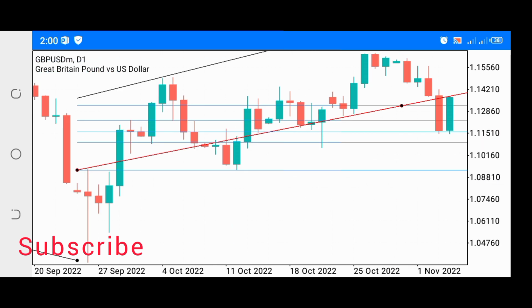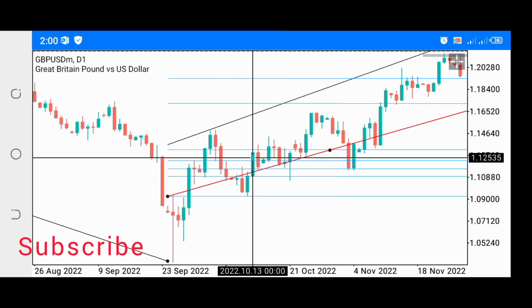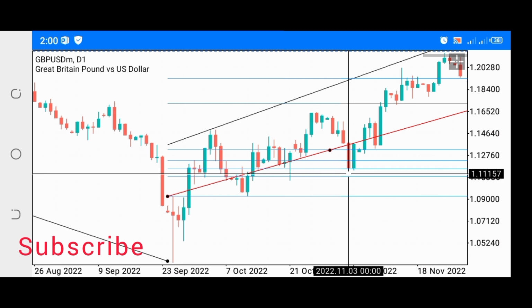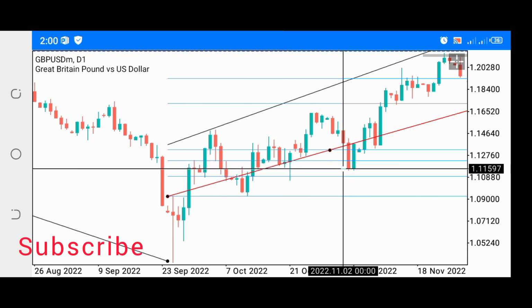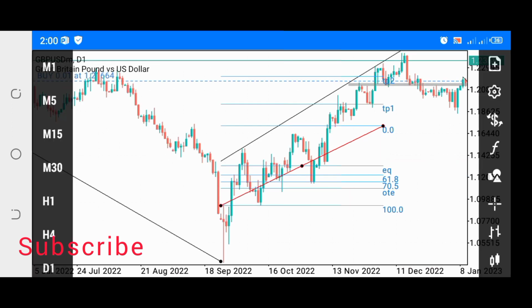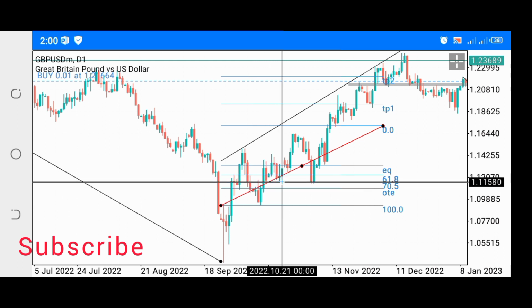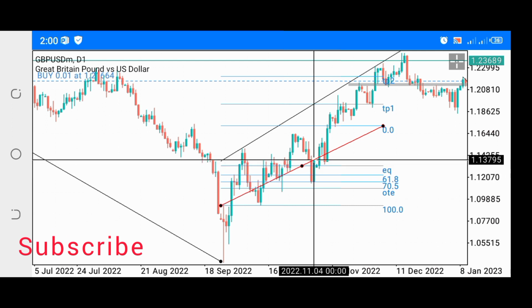So this time, price came back to equilibrium. This is equilibrium here. Price came back to equilibrium, passed through it, but look at where it went to. It went to our sweet spot. Price rallied till the 70.5 level. That's our sweet spot. What happened next? Price rejected right away. So price cannot stay at equilibrium for a long time. It can't stay at equilibrium for a long time.